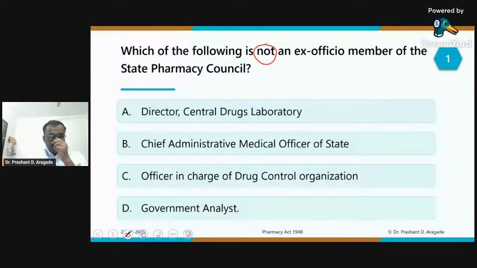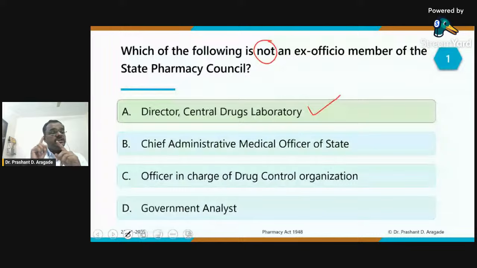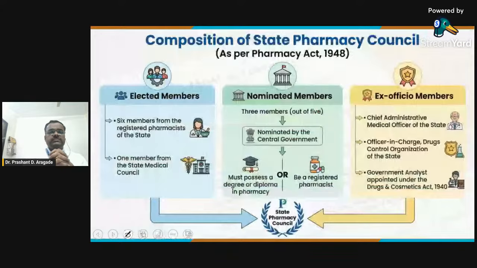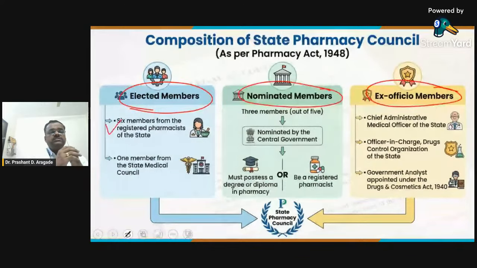So the correct answer is option A. Director CDL is not an ex officio member of the State Pharmacy Council. Director CDL is an ex officio member of the Central Council, that is, the Pharmacy Council of India. So this is the composition of the State Pharmacy Council, which is given in the Pharmacy Act 1948. There are three types of members: elected members, nominated members, and ex officio members. Elected members: 6 members from the registered pharmacists of the state are elected among themselves, and 1 member from the state medical council.